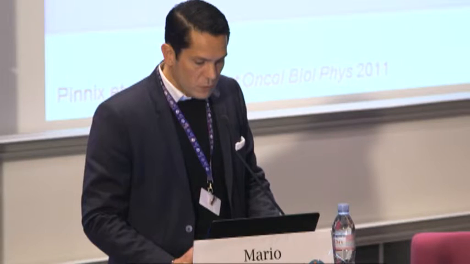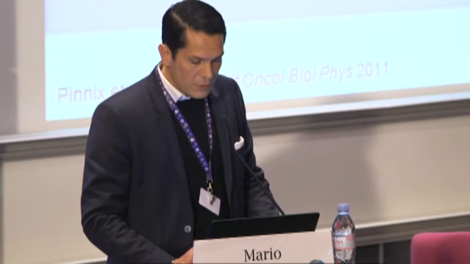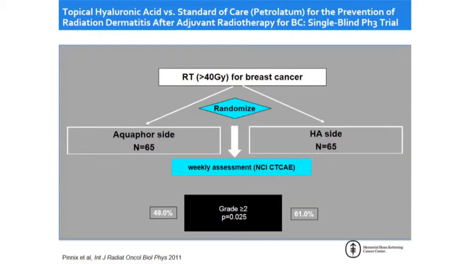compared to hyaluronic acid. In this study, patients receiving radiation for breast cancer were randomized into either of these arms, and they were assessed weekly with CTCAE. What is interesting is that, as you can see here, there was a lower incidence of grade 2 or worse radiation dermatitis with the use of this heavy ointment compared to hyaluronic acid. And in fact, in the US, anecdotally, many institutions use Aquaphor to prevent radiation dermatitis. However, I think there are better options.